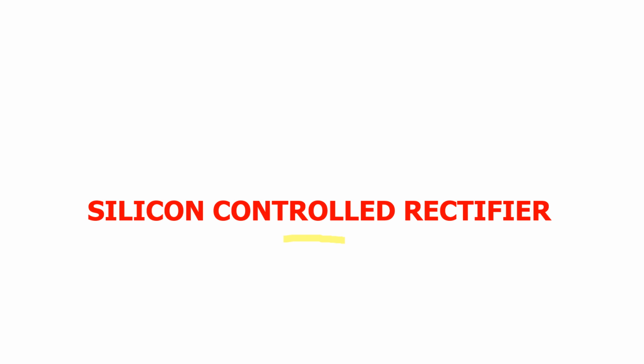In the name itself you have the term control rectifier. Normally in a rectifier circuit we use diodes, and when we use diodes we have an uncontrolled output. By replacing the diode with the silicon control rectifier, or thyristor, you will get a controlled output.